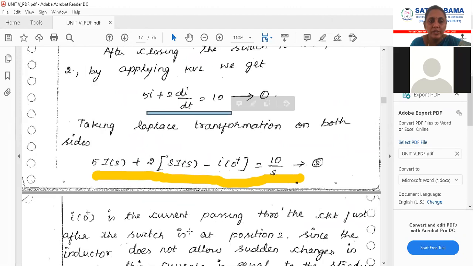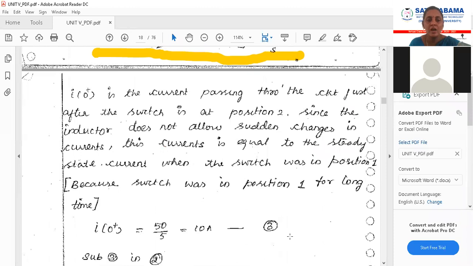Now for this, you have to take a Laplace. So Laplace will be 5 into I of s plus 2 into, this is for inductor. Inductor should always have a minus current term, because we have to reduce the charge that has been stored in the inductor during the previous circuit. So you will write it as plus 2 into s into I of s minus I of 0 plus is equal to 10 by s.